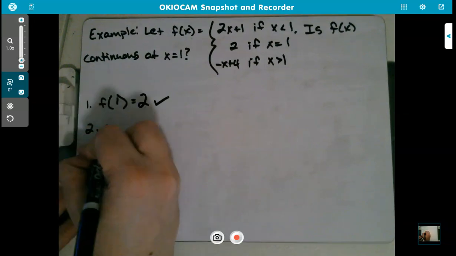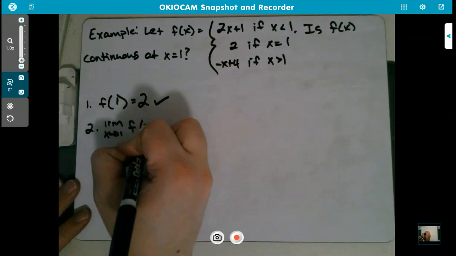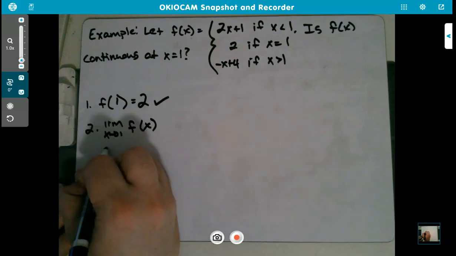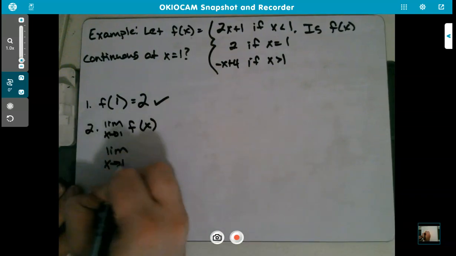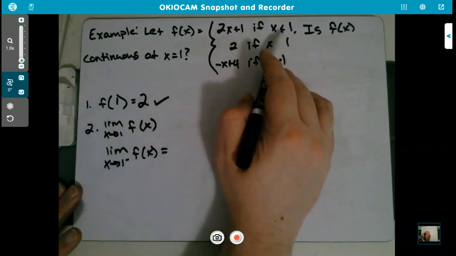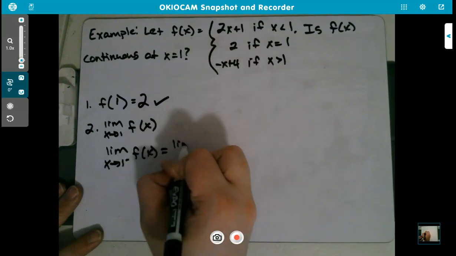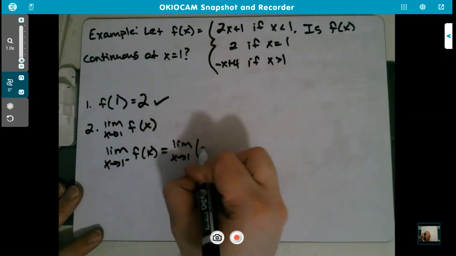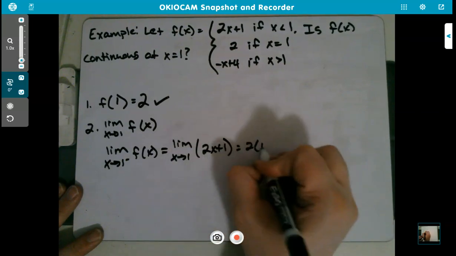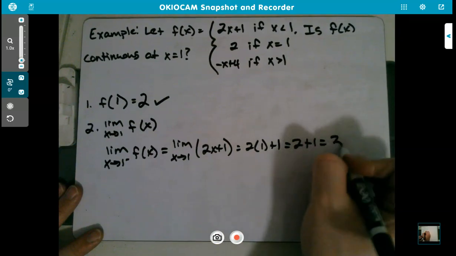Next thing is I have to see if the limit as x approaches 1 exists. So again, we have to go from the left and then go from the right. So let's go from the left first. From the left, I'm going to use when x is less than 1, and so that's going to be my top rule. So that's the limit as x approaches 1 of 2x plus 1. I can just plug in a 1 now, so that's 2 times 1 plus 1. 2 times 1 is 2, 2 plus 1, which is 3.